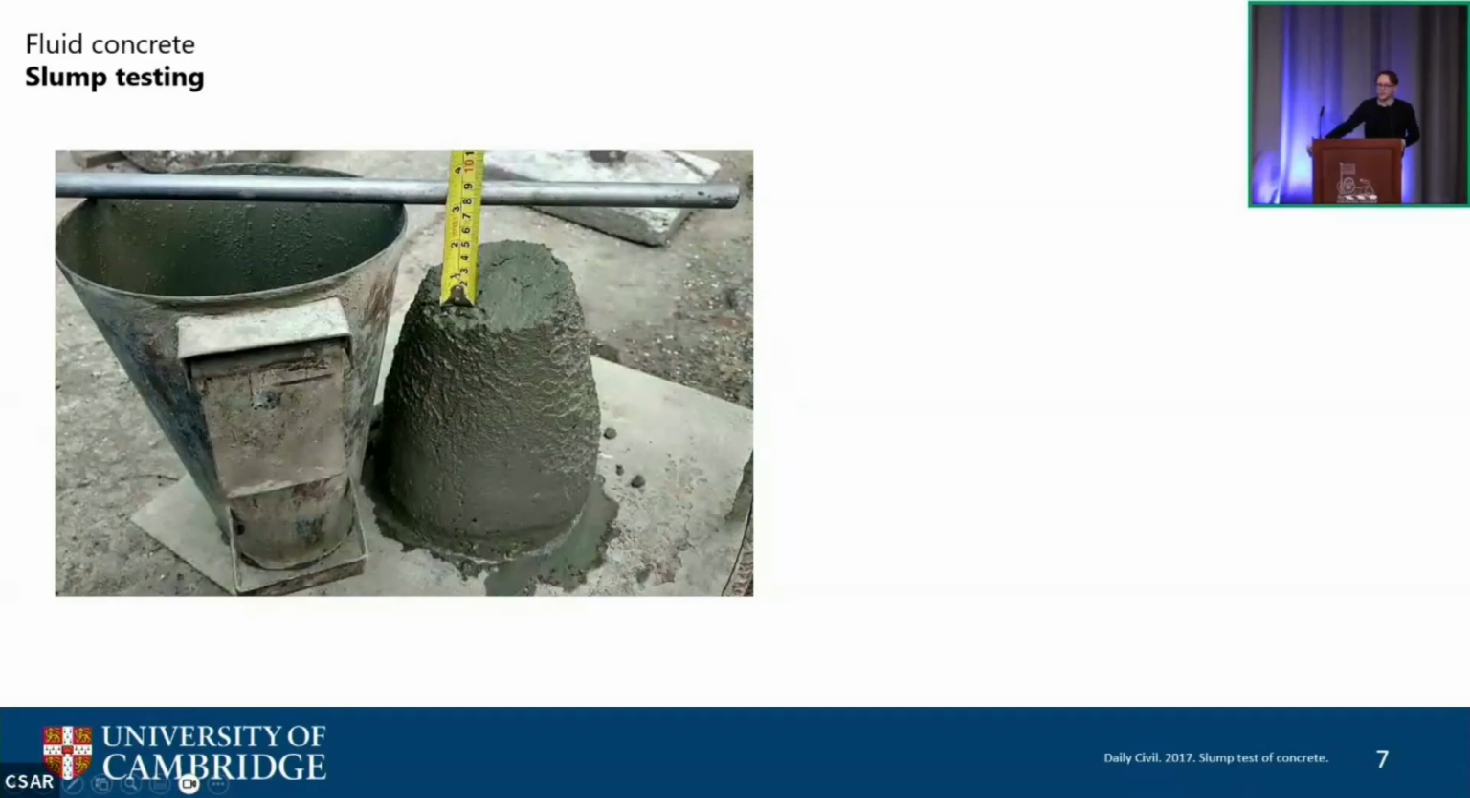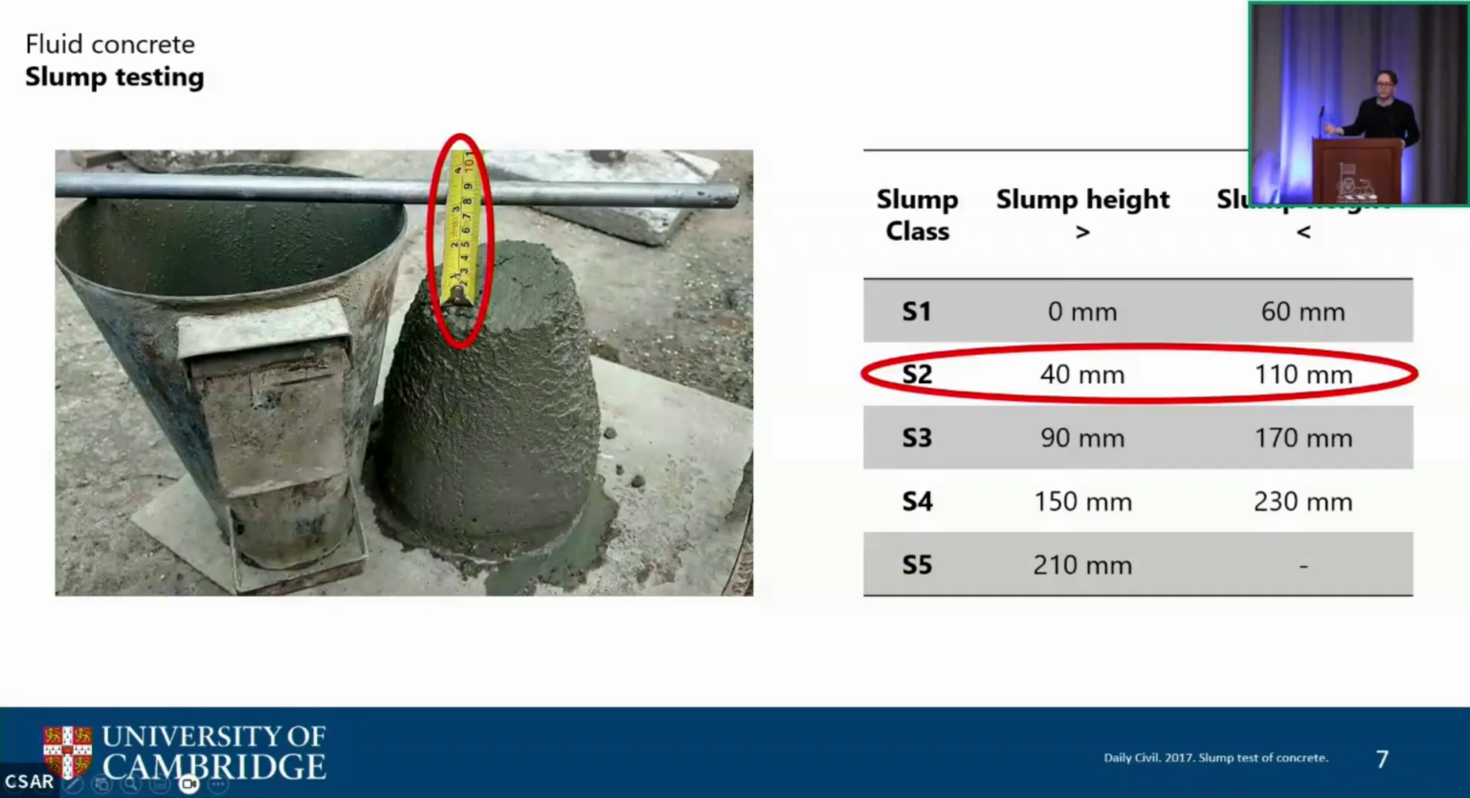So this is actually concrete that's been put into a cone, and when you lift the cone away, it moves, and that's what we actually measure. And some concretes will move more than others, and that's the property that we use to describe the concrete. It's very rough and ready, but it does the job at the moment. What I will say is that we have different classifications of concrete, and this is about as much information as we can get about the fluid properties.